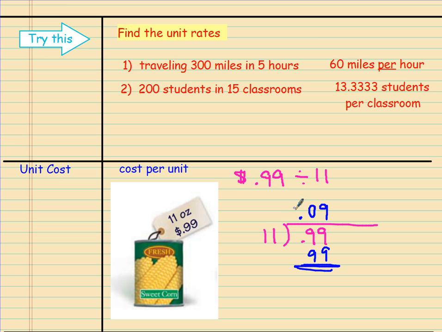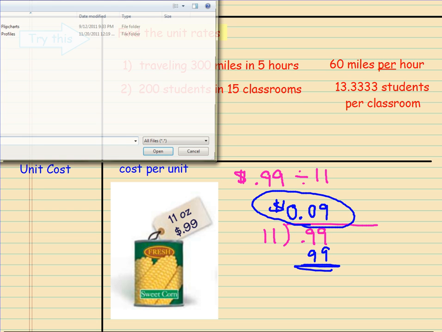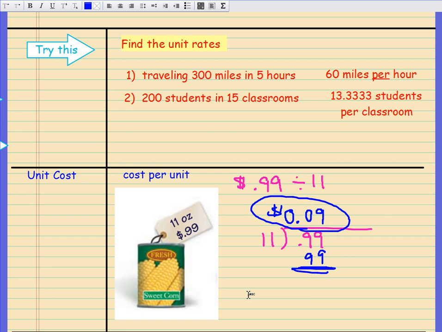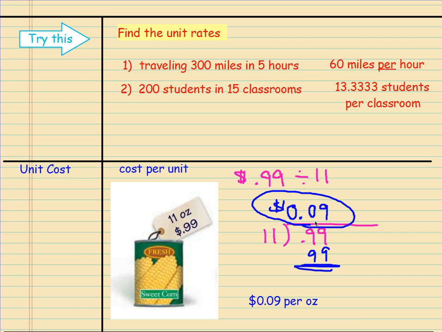We can add a 0 here if we want. This is 9 cents. And 9 cents, what does that mean? That means it costs 9 cents per ounce, or for 1 ounce of this sweet corn. It's fresh. Okay, so let's do another example very quickly.